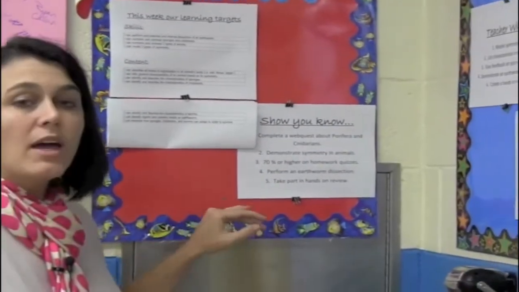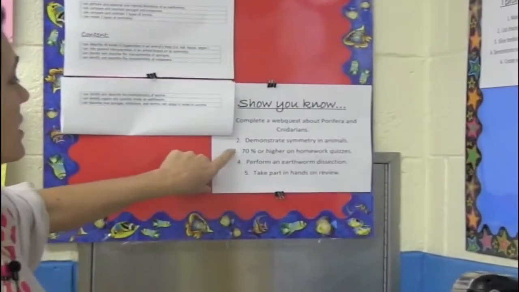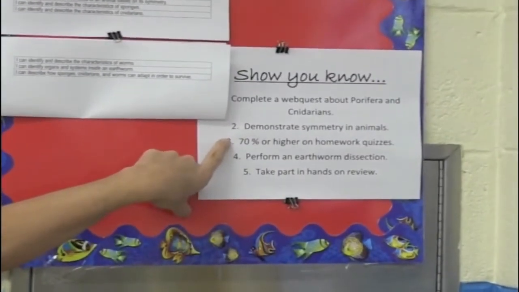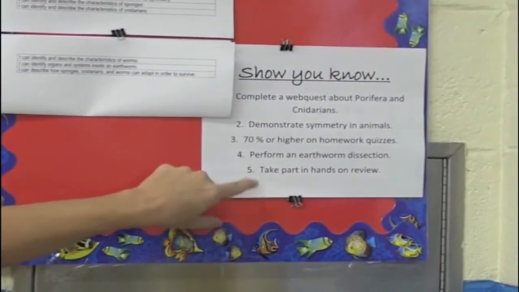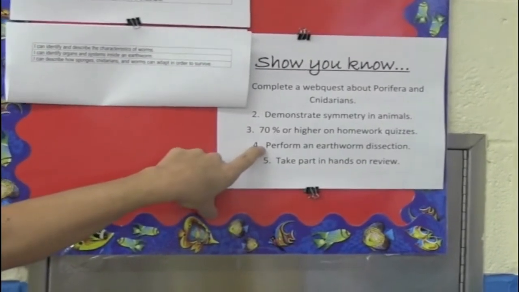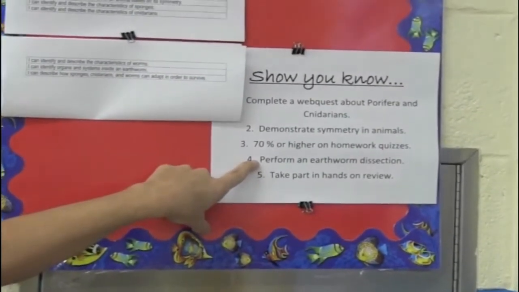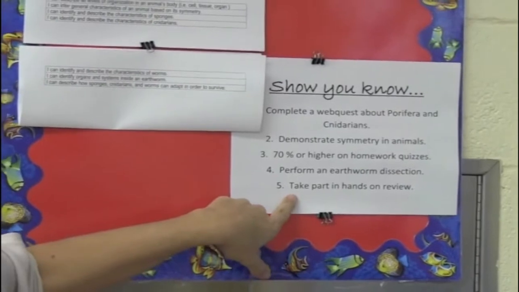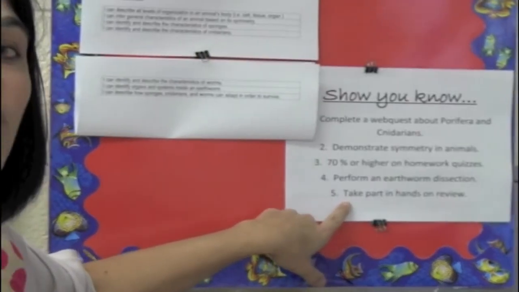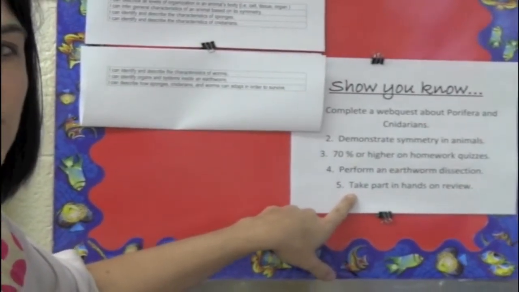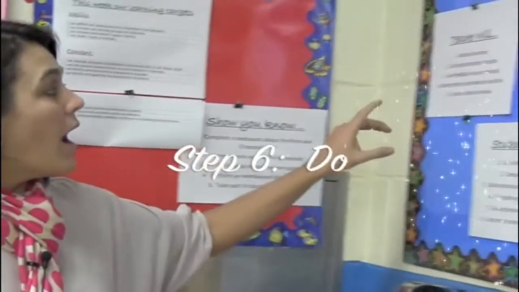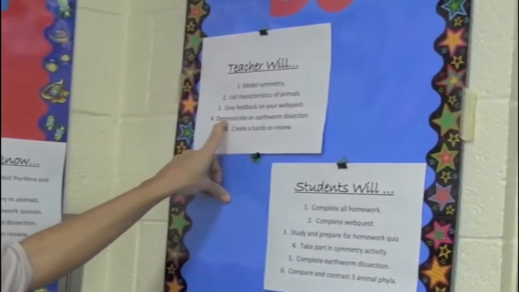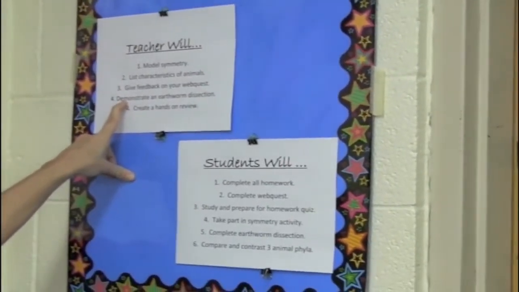And how they're going to do that for this part of the cycle is that they have to get a 70% or higher on the quiz. They're also going to be doing an assessment as a lab, as a hands-on skill assessment. And a hands-on review is something that they'll also be doing when I come around and ask them to identify things in the lab.